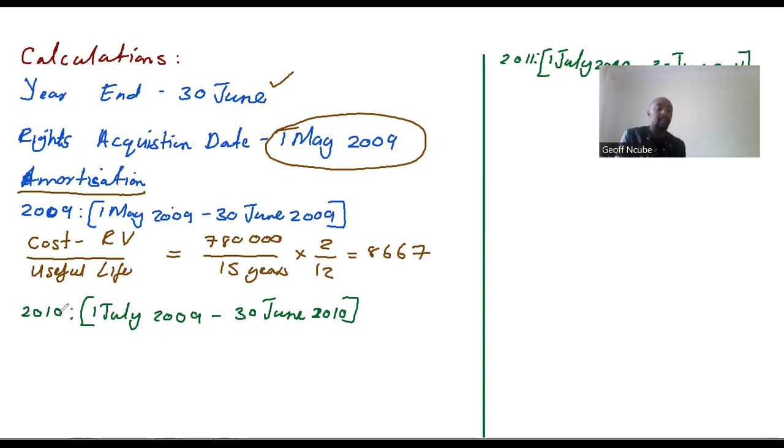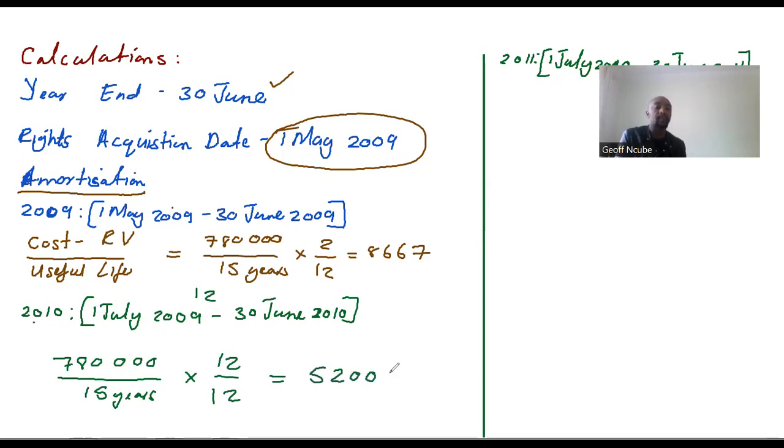Then if you come to the next year, you're going to have the same formula, which is your cost of that much over 15 years multiplied by. We had this from this date until that date, which is the full 12 months. So it's going to be 12 over 12 months, giving us 52,000.